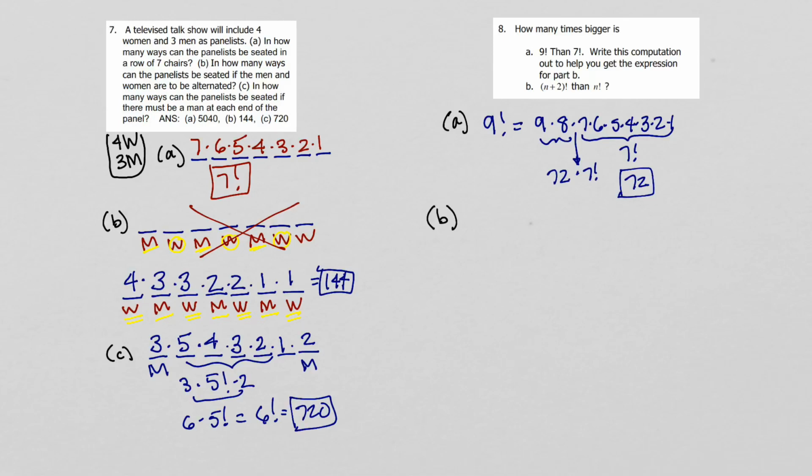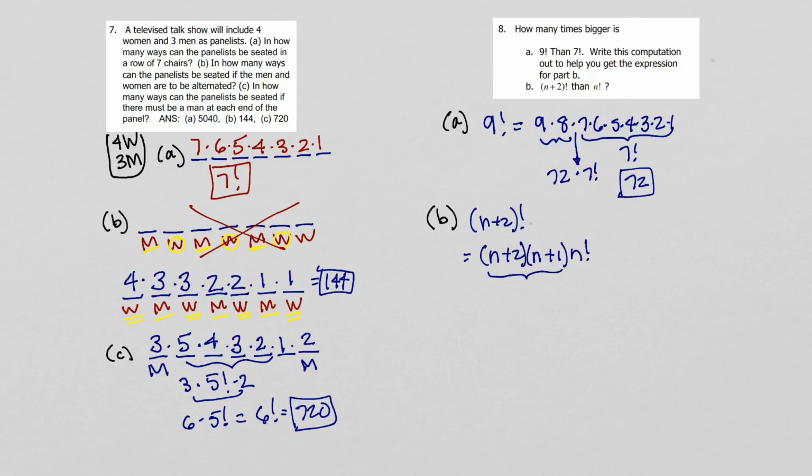Now, in part B, we are asked, how many times bigger is n plus 2 factorial than n factorial? So let's use this idea here. What we did here is we took 9 and broke it down to 9, 1 less, and then 2 less, 9 times 8, and then 7 factorial. So let's start with this n plus 2 factorial. Now we can write that like this: n plus 2, right? Then 1 less. So n plus 2 minus 1 is going to be n plus 1. And then 1 less than this. So n plus 1 minus 1 is just an n. But that's what we're looking for here, right? Is n factorial. So we want an n factorial here.